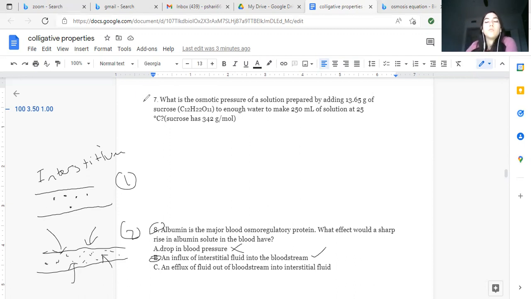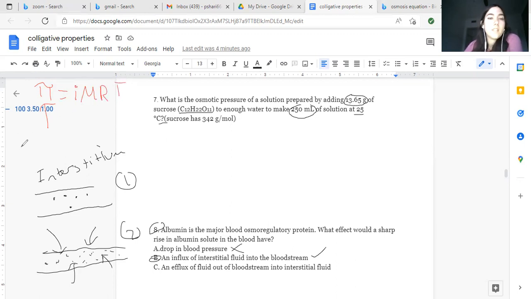Now let's do the actual math calculation. What is the osmotic pressure of a solution prepared by adding 13.65 grams of sucrose to enough water to make 250 mL of a solution at 25 degrees Celsius? Cool, so we have all the information we need to solve this equation. This equation solves for osmotic pressure. It's pi equals iMRT.